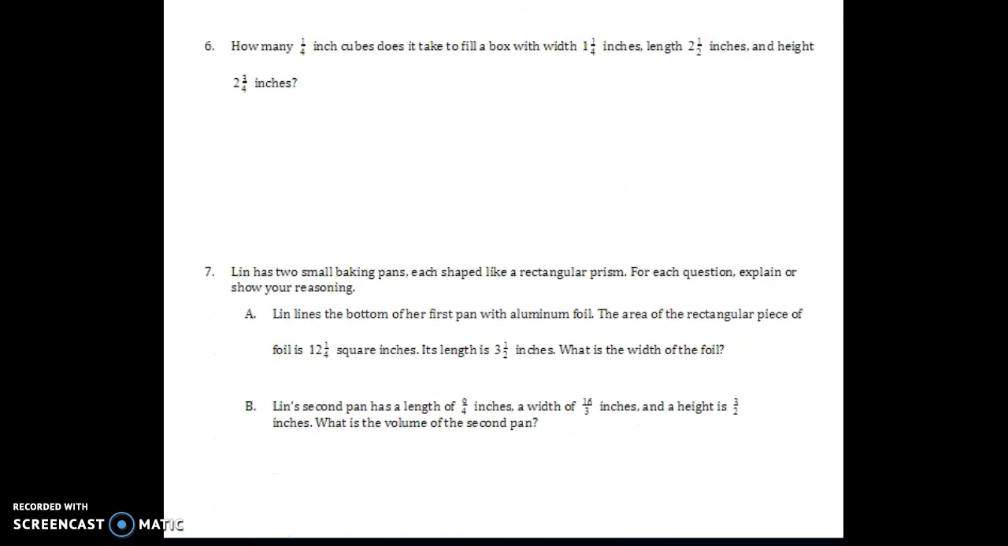Question 6. How many 1/4 inch cubes does it take to fill a box with width 1 1/4 inches, length 2 1/2 inches, and height 2 3/4 inches?